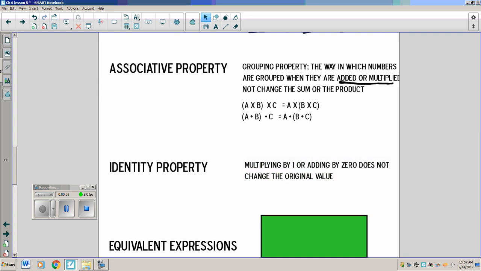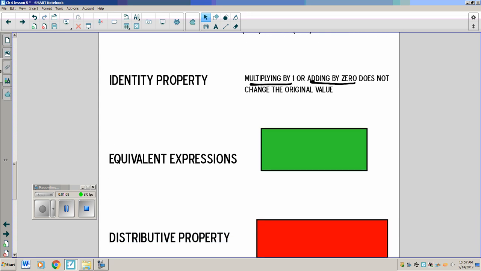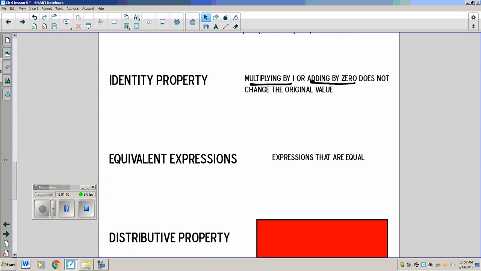Identity property is multiplying by 1 or adding by 0. Does not change the original value. And the last one for this lesson, expressions that are equal. Equivalent means equal. Remember, get those down in your notebook. Need to be studying them.